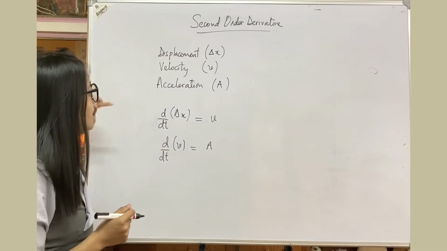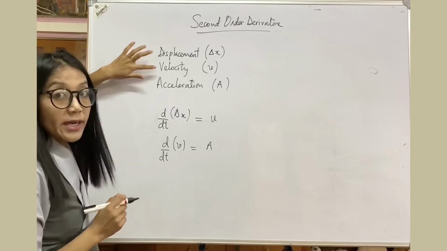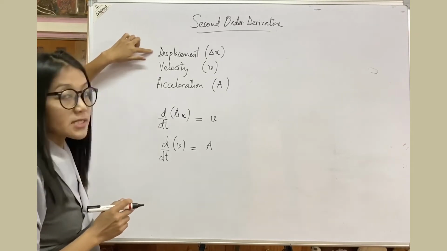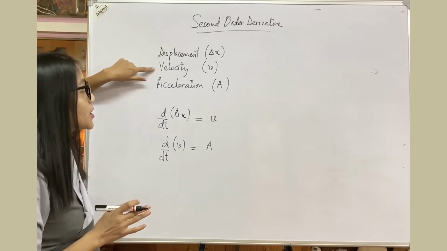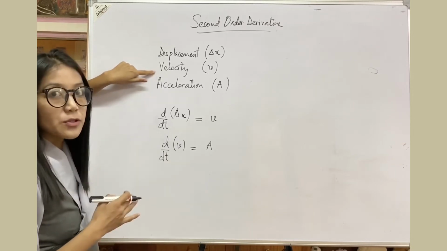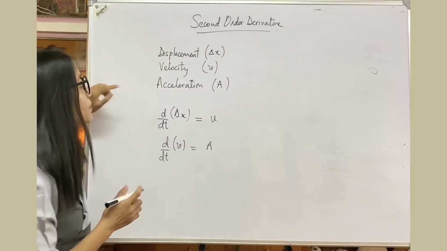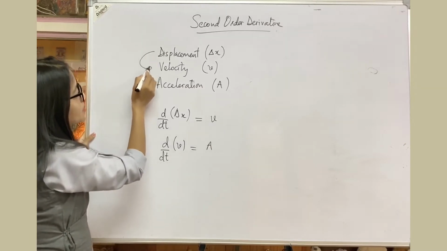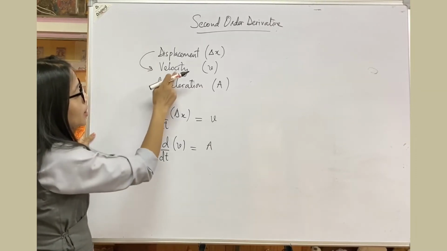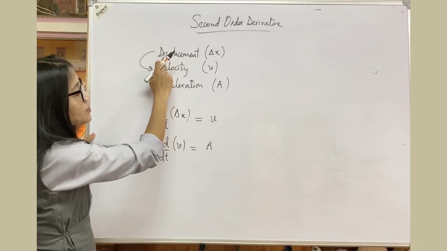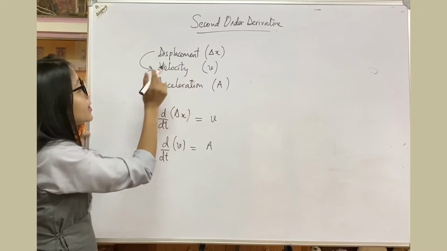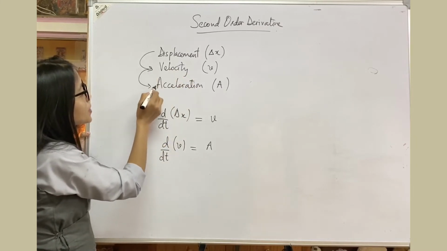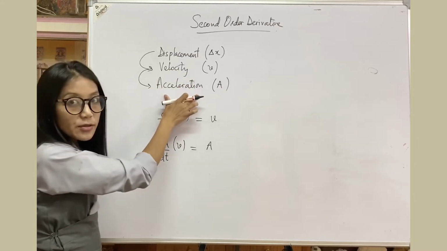So now I can say that velocity, how do I get velocity? That is differentiating displacement with respect to time, I get velocity, right? Further, when you differentiate velocity with respect to time, then you get acceleration, okay? So when you differentiate displacement with respect to time, you get velocity, right? Further, when you differentiate velocity with respect to time, then you get acceleration, right?